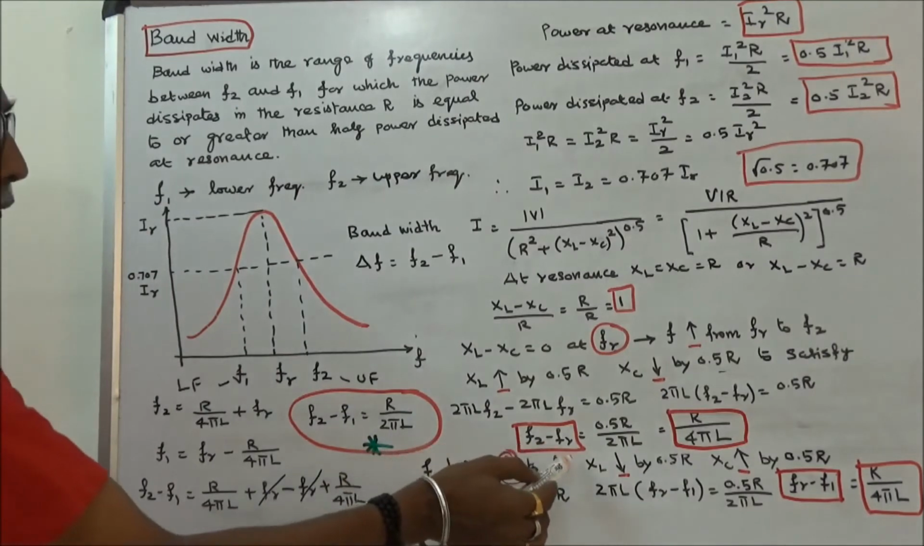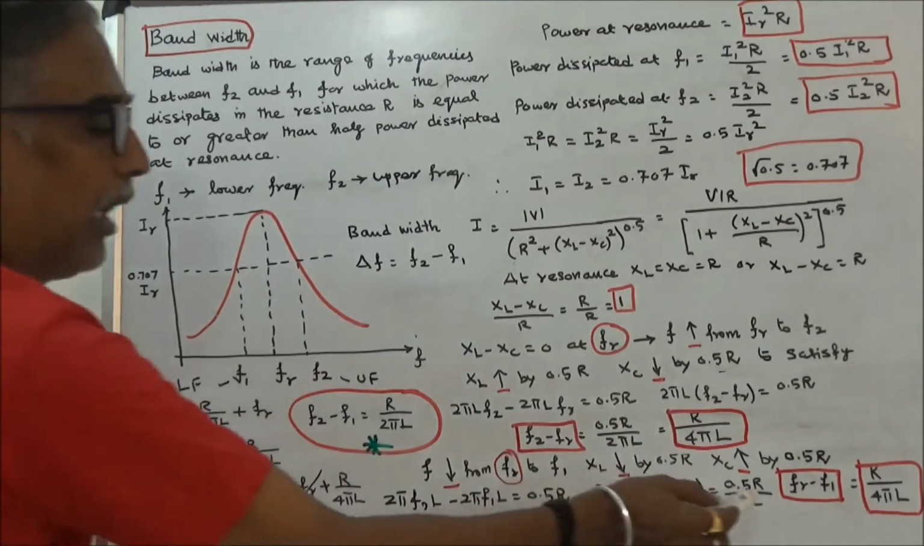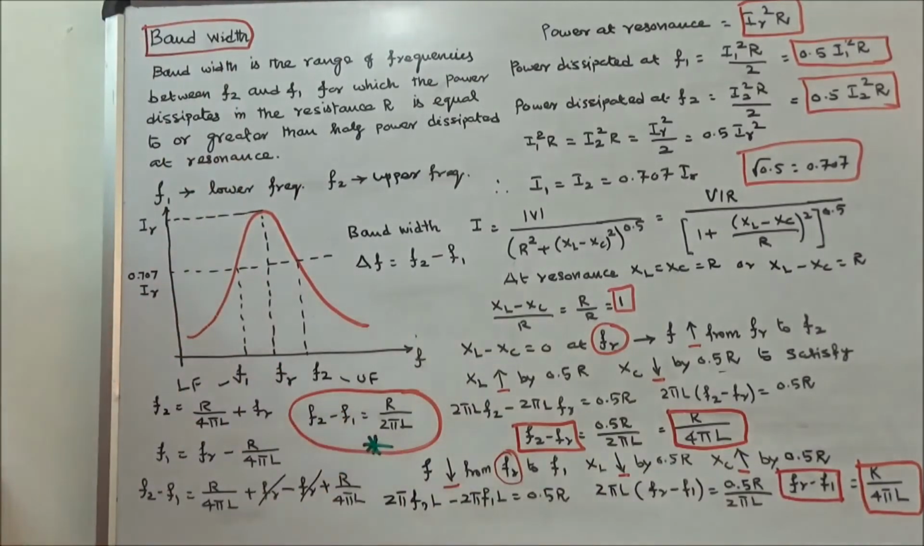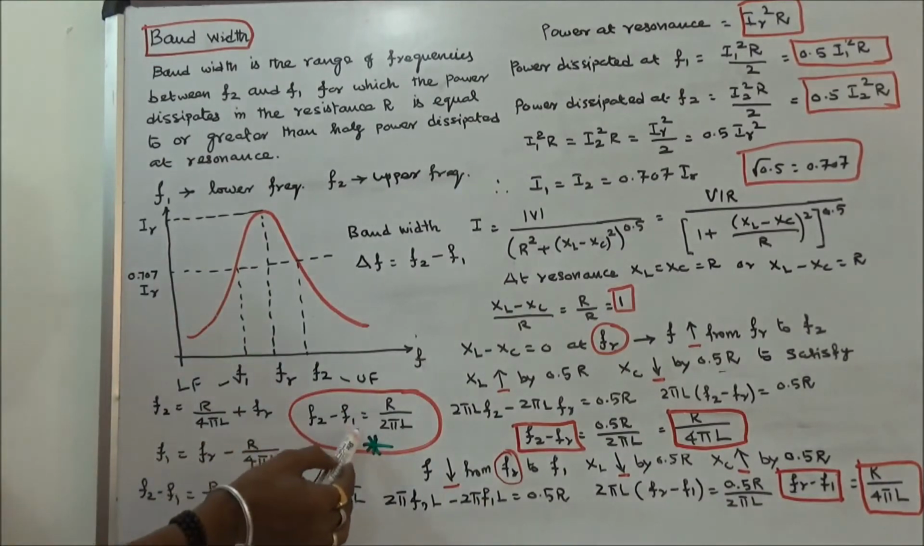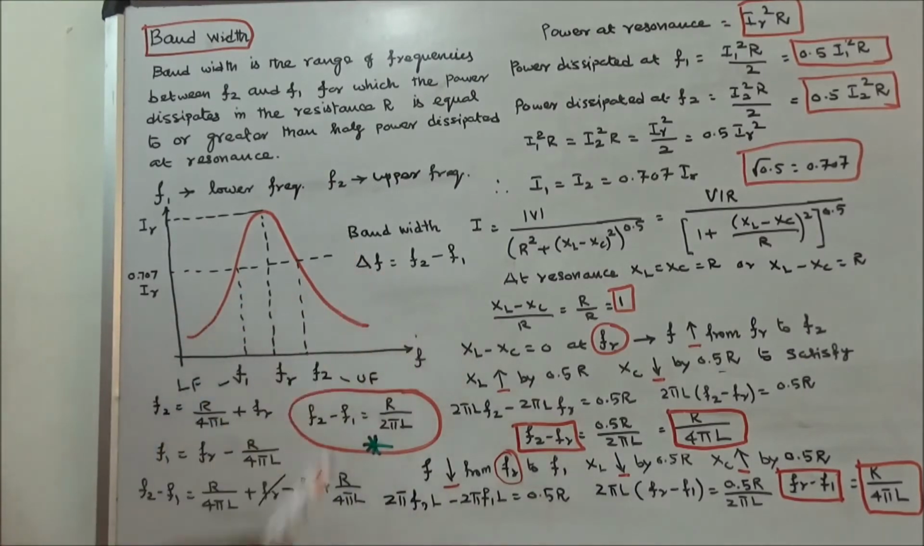F2 minus Fr is equal to R by 4 pi L. Fr minus F1 is equal to R by 4 pi L. I can easily calculate F2 minus F1. F2 minus F1 is equal to R by 2 pi L. Here F2 minus F1 is called the bandwidth.